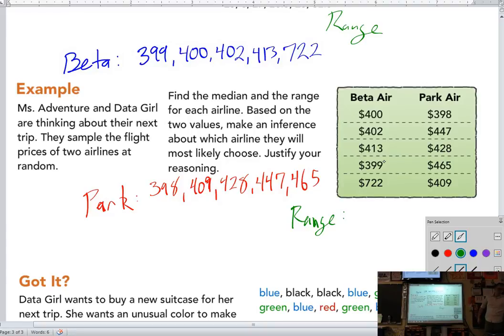Caroline, how do I find the range for Beta Air? You subtract 399 from 722. And that gives us, let's imagine for a minute that this was 400. What would 722 minus 400 be? 322. But we need to go one more. We're at 323 for their range.